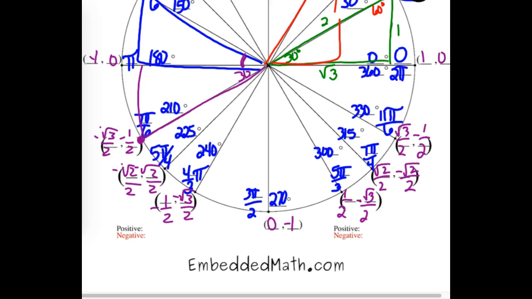Okay? And if I want the tangent, how would I find the tangent of 5 pi over 4? At your 45 reference angles, right? Tangent's 1 or possibly negative 1, depending on which quadrant you're in. So in this quadrant, tangent would be positive 1?